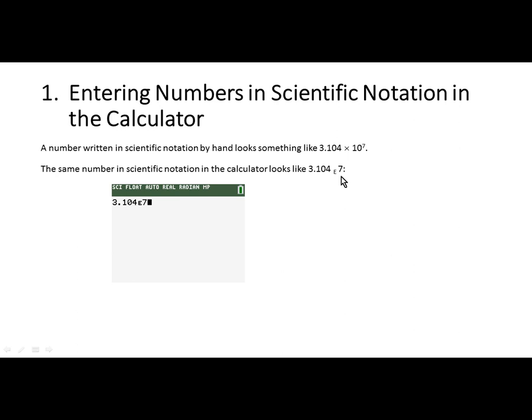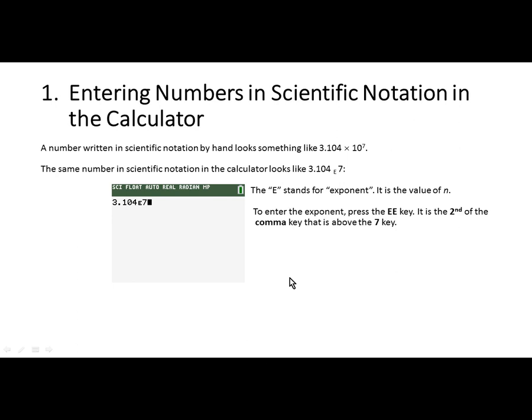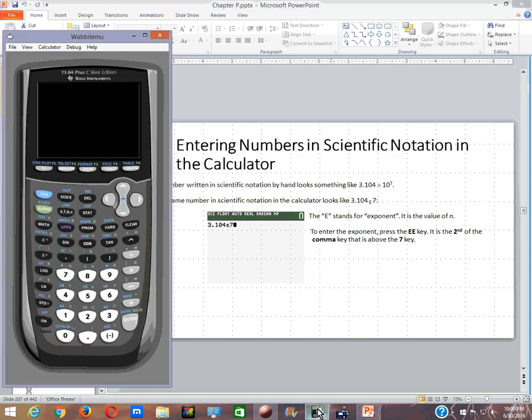Now, don't write this as an answer to something. Write it the way a human would write it, not the way the calculator writes it. So the E stands for exponent. It is the value of little n. To enter the exponent, press the EE key. For some reason on the keypad it's called EE. It is the second of the comma, the key above the 7 key. So on the calculator, it's right there. There's EE. So it would be second EE.